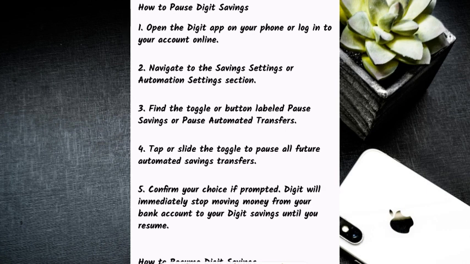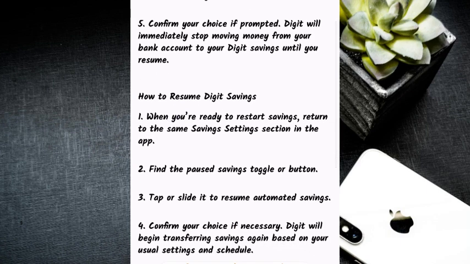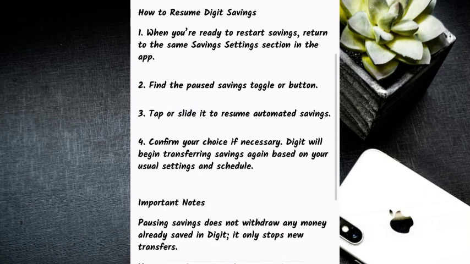And here's how to resume Digit savings. When you're ready to restart savings, just return to the same savings settings section in the app and then find the pause savings toggle or button. Tap or slide to resume automated savings and confirm your choice if necessary. Digit will then begin transferring savings again based on your usual settings and schedule.